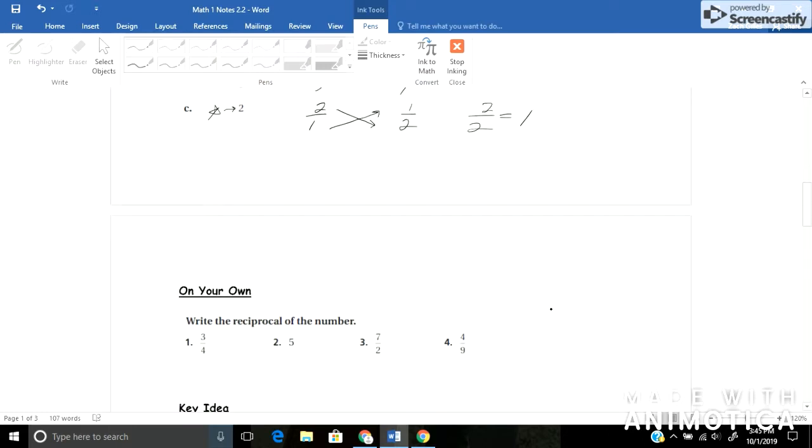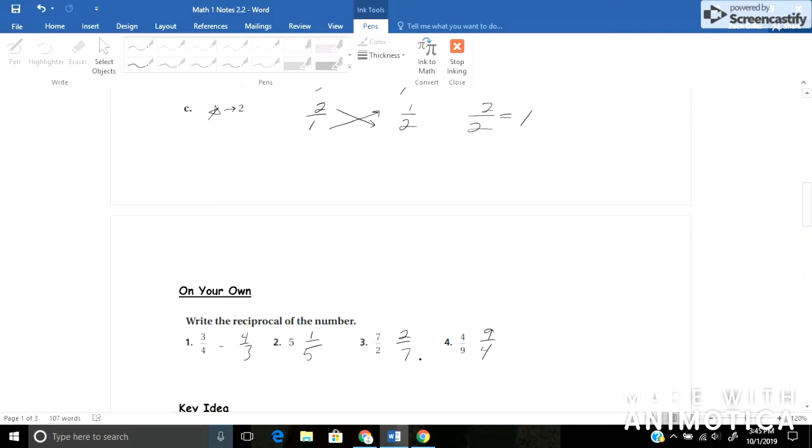Okay, go ahead and try that on your own here. Pause the video and write the reciprocal of each number. Okay, hopefully for the reciprocals you got 4/3, 1/5, 2/7, and 9/4 for your answer.